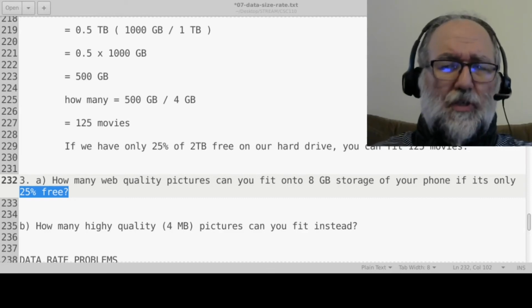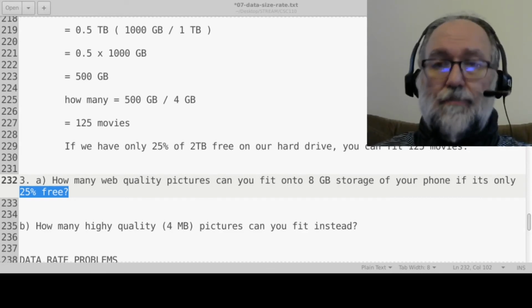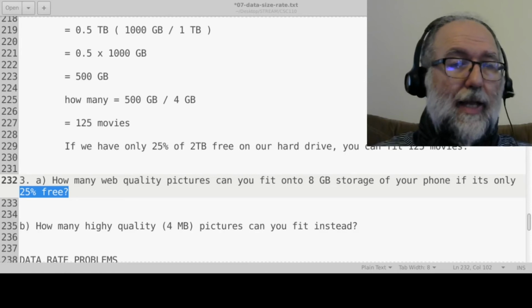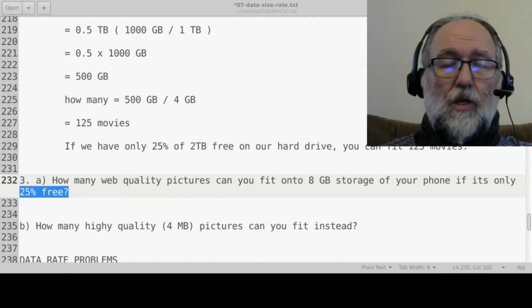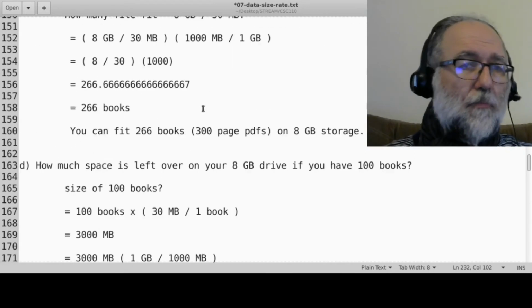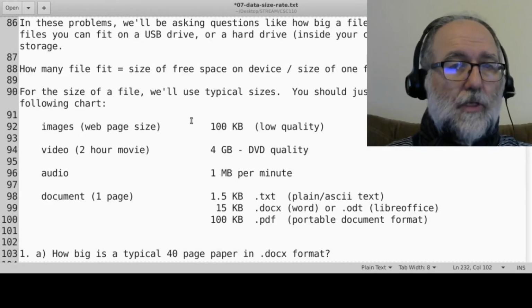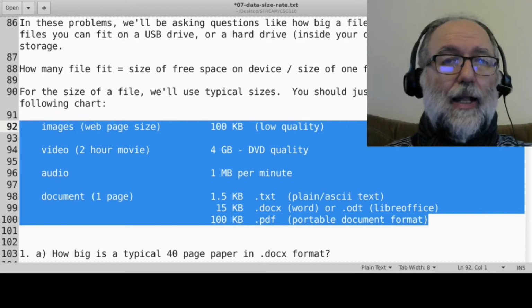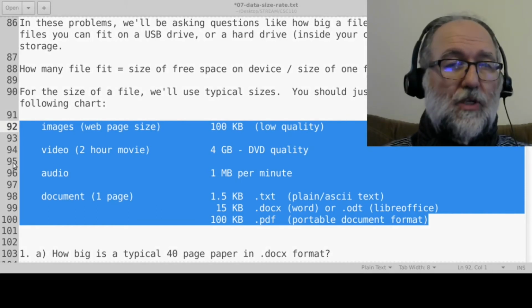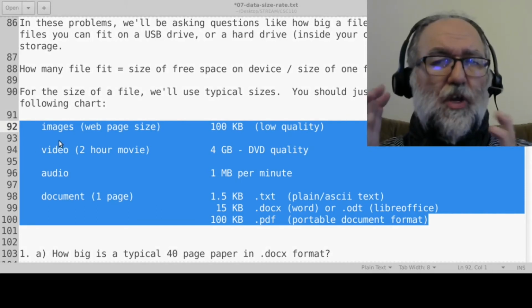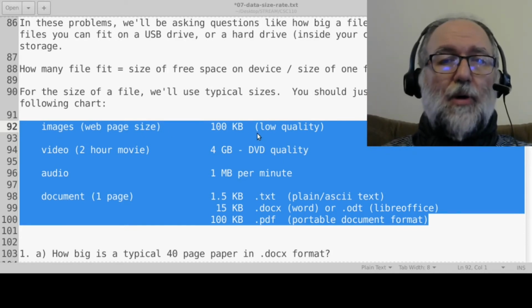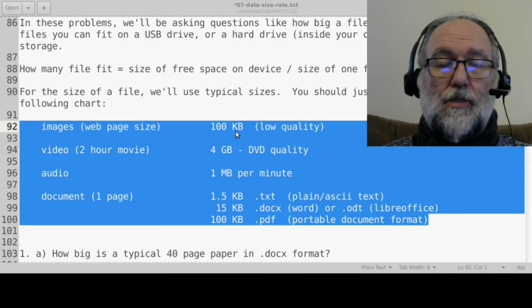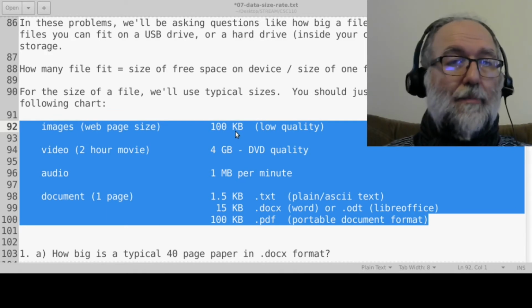And then I take pictures, and it gets filled up with high quality images and so on, which is actually my next question. So how many low quality pictures can you put in there? Let's go back to the chart up here, this chart right here. And let's take a look at the low quality images. Low quality images are web images. Whenever you hear me say web images, think low quality images. They're about 100 kilobytes each. So 100 kilobytes for a low quality image.